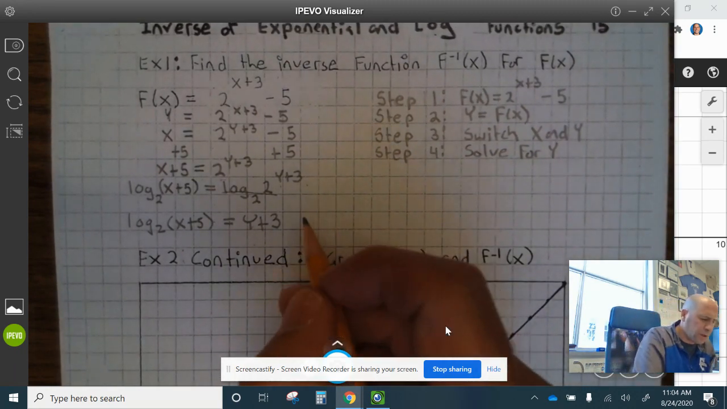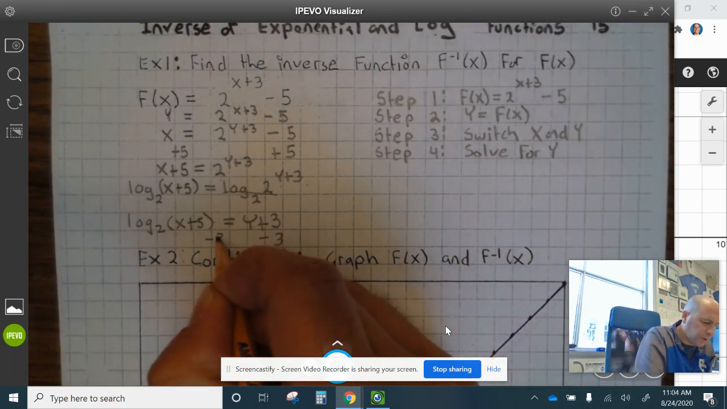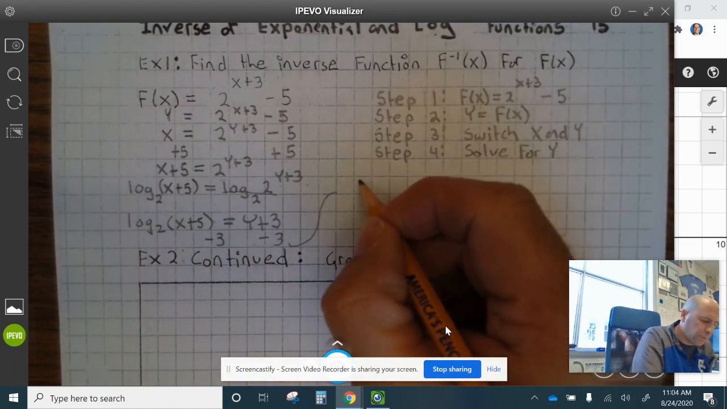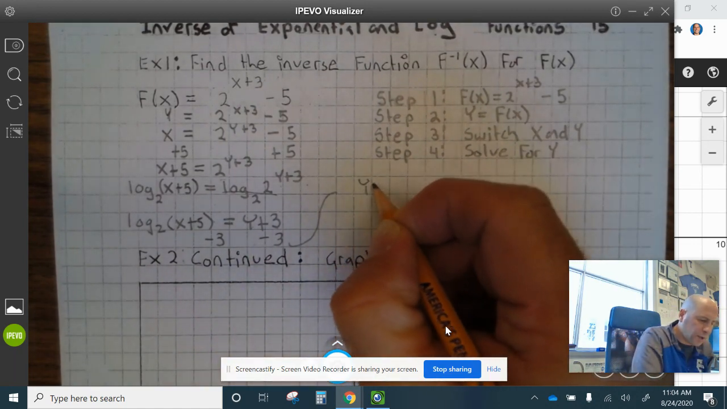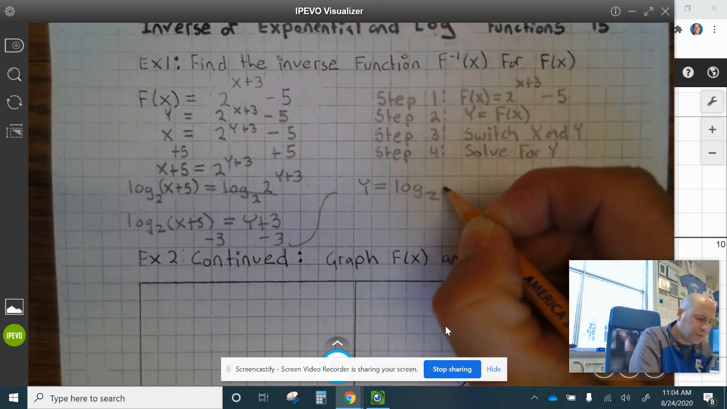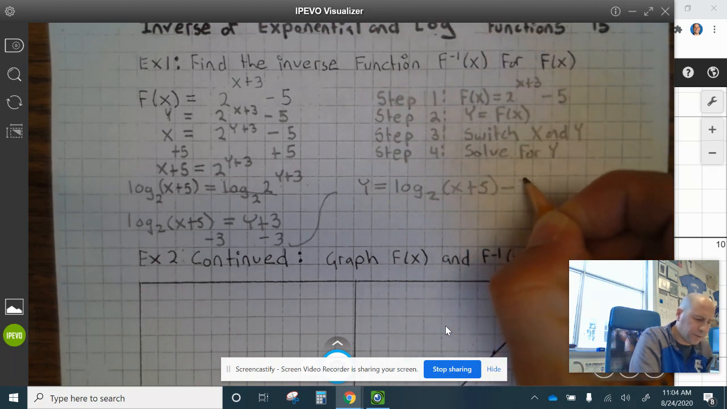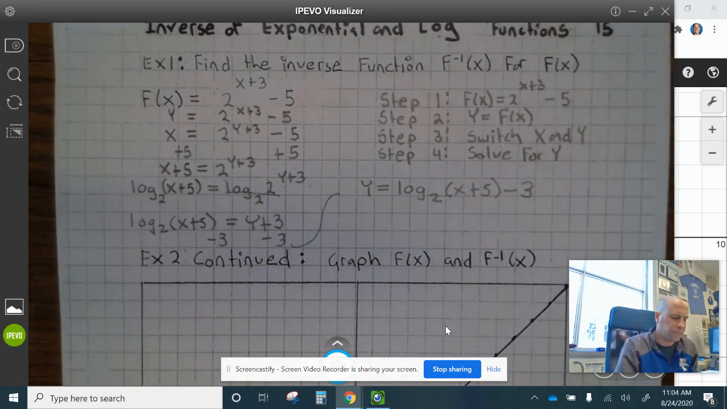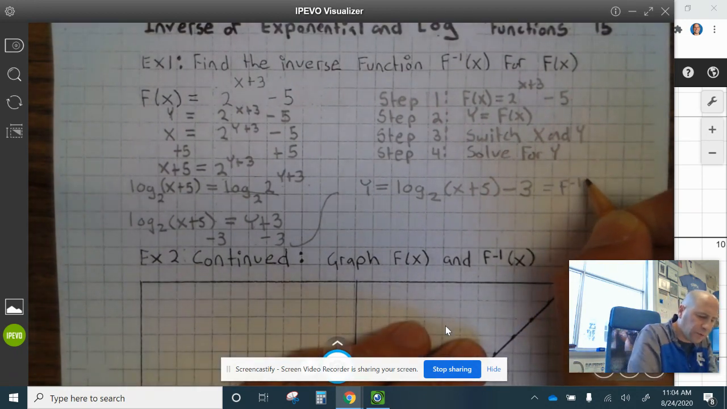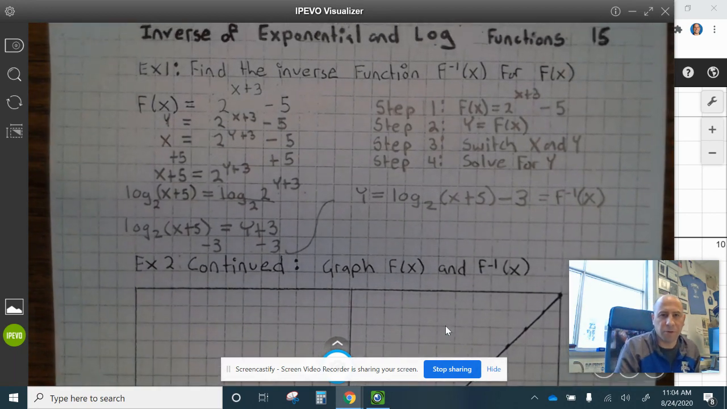Okay? So we're going to subtract 3 from both sides, and it appears we've run out of room, so we'll come back up here, and we have y equals log base 2 of x plus 5 minus 3, which we know is the equivalent to the f inverse of x. Okay, so go ahead and finish the first part of example 1.